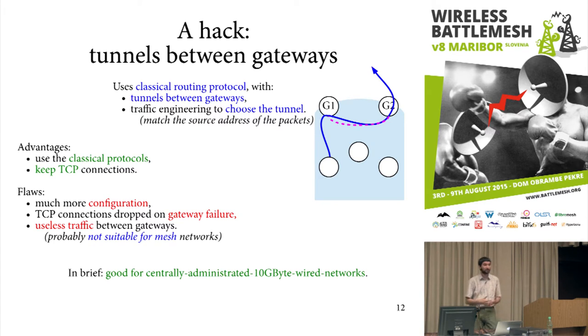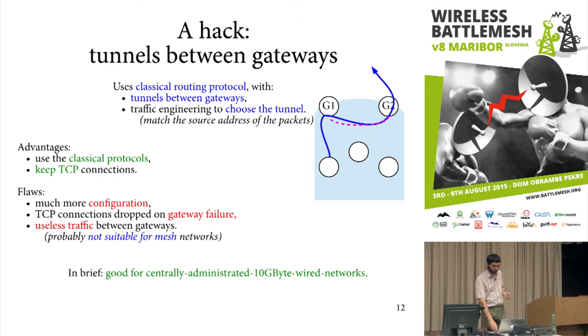So what system administrators do in IPv6 is to build tunnels between the gateways, and then they put some traffic engineering on each gateway to redirect traffic through the gateway. It works very well if you have 10 gigabit links between gateways, but of course in a mesh network you will create more interference because your traffic may not follow the best path, and it may not be suitable for mesh networks.